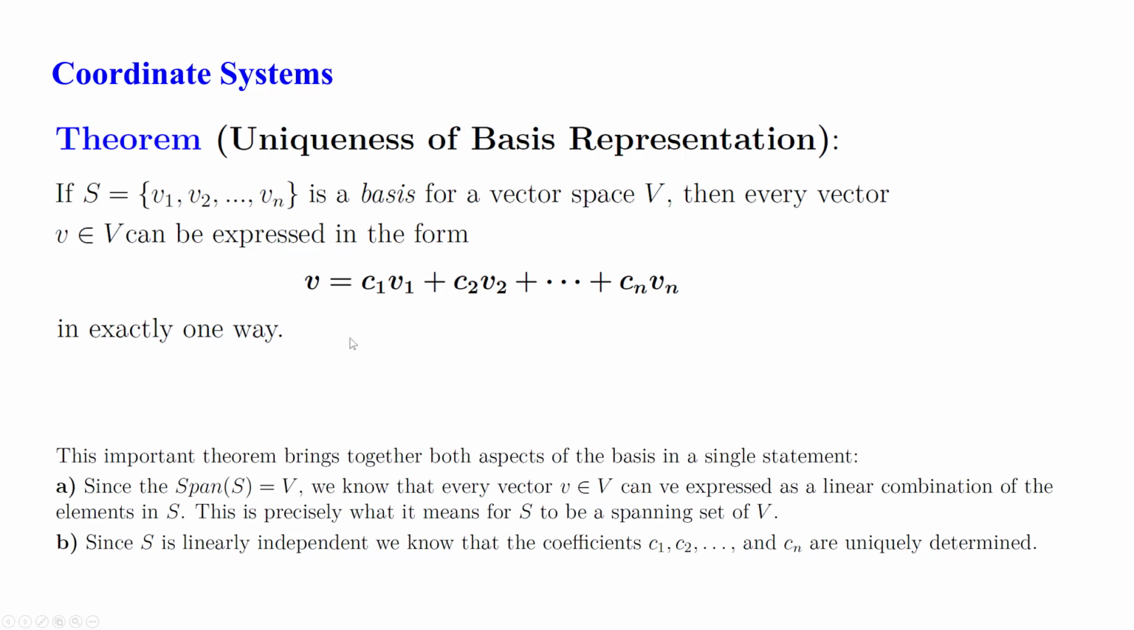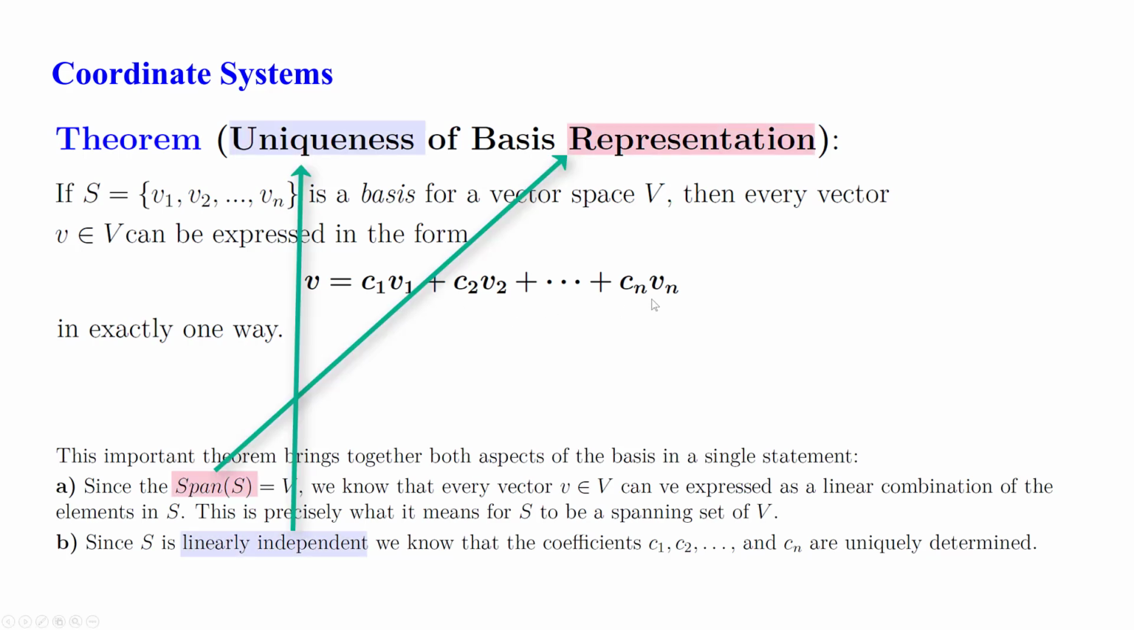So unique representation. Now what this theorem says, it really brings together two important things. Since the span of S is V, we know that every vector in V can be written as a linear combination of these vectors. That's what the span does for us. That gives us the existence of the C's, the C1, C2, up to Cn. The independence gives us the uniqueness, the unique representation for that linear combination.